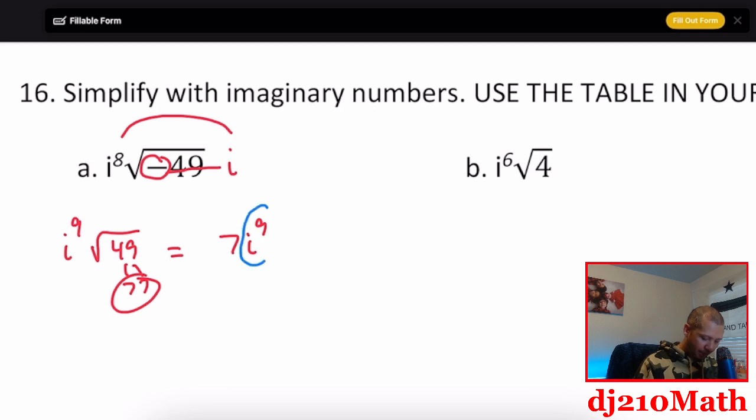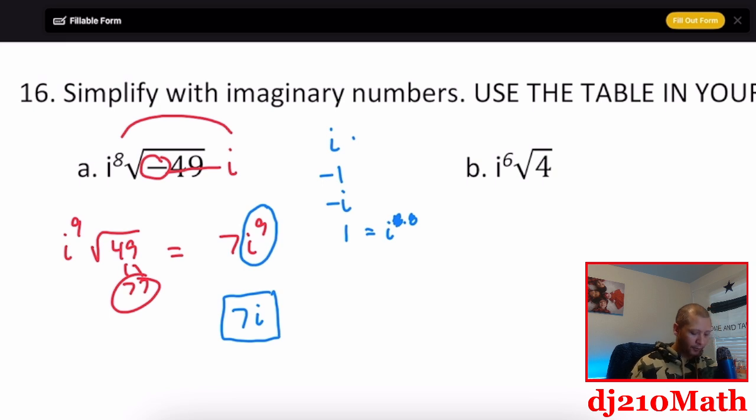Okay, i to the 9th power can be reduced down to one of the four. So we know that this down here is i to the 4, i to the 8. So 9 would be the next one, right? Because it's recursive. It goes down, then starts over. So i to the 9 is up here. So it's just i. So 7 times i, rather. 7i. To the first power.